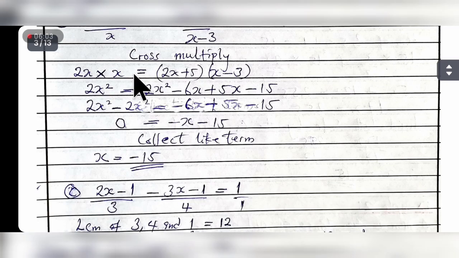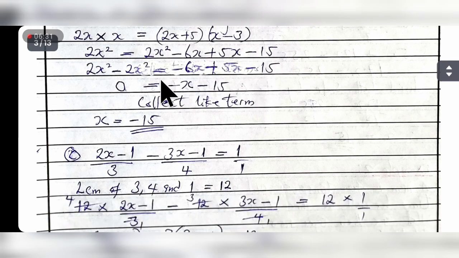So 2x times x is 2x squared. Then you open this bracket. By the time you open this bracket, 2x times x is going to give you 2x squared. Then we also have 2x times minus 3, which will give you minus 6x. 5 times x will give you plus 5x. 5 times minus 3 will give you minus 15.